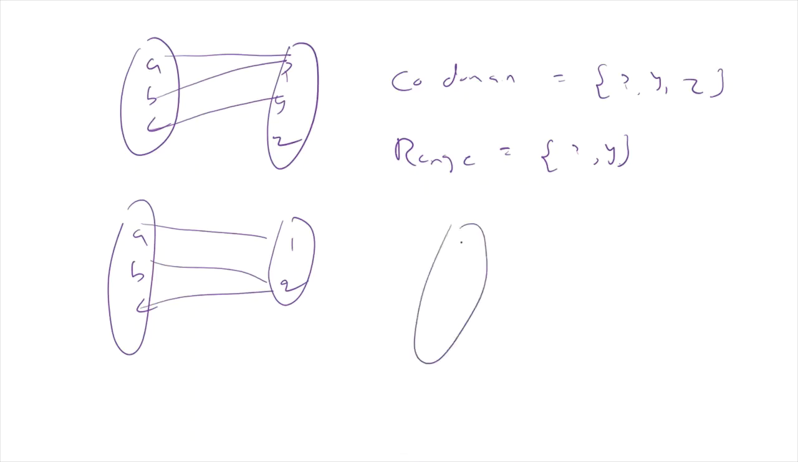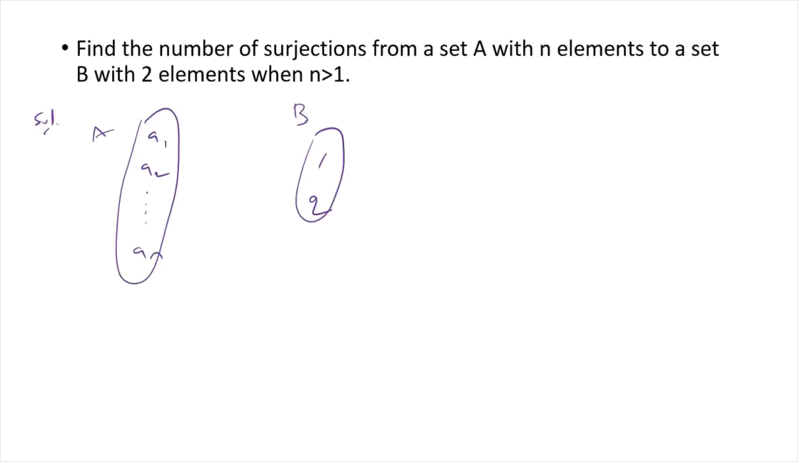Now A, B, C, 1, 2. A is mapped to 1, B is mapped to 1 and C is mapped to 1. Now this is not a surjection. This is an example of a function which is not a surjection. Now we have to find the total number of surjections that are possible from a set A with n elements into a set B with 2 elements.